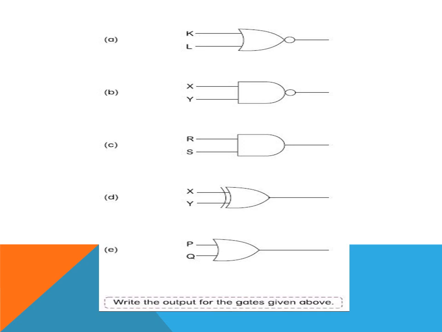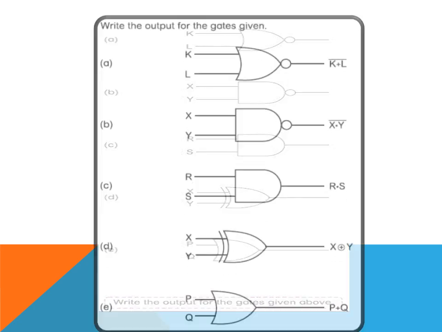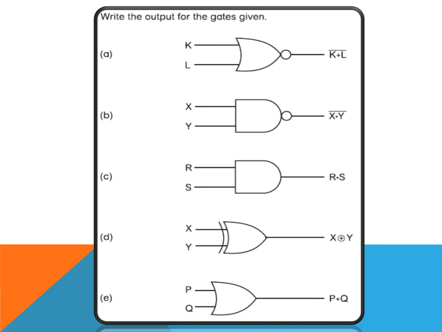Now let us move on to the answer. See, the first output will be K plus L whole bar. The second output will be X dot Y whole bar. Number C, inputs were R and S, so the output will be R dot S, and so on. I hope everyone did everything correctly, but if you have done anything wrong, please note down the correct answers.